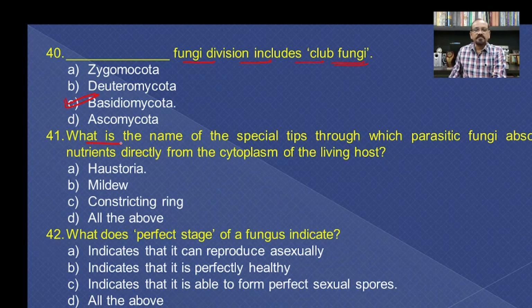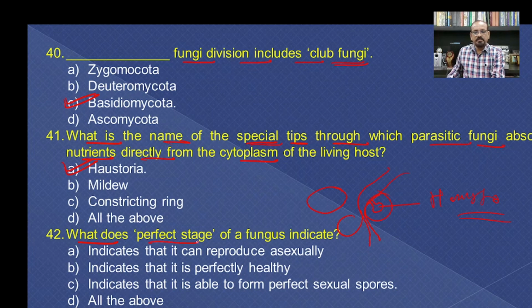Then, what is the name of the special tips through which the parasitic fungi absorb nutrients directly from the cytoplasm of the living host? If you see the position of the hyphae in between the cells, that is intercellular. So when they enter inside the cells, there is formation of such a structure from the hypha, and that is known as the haustoria, which is used to absorb the nutrients from the host plant, and hence A, haustoria, becomes the answer for this question.